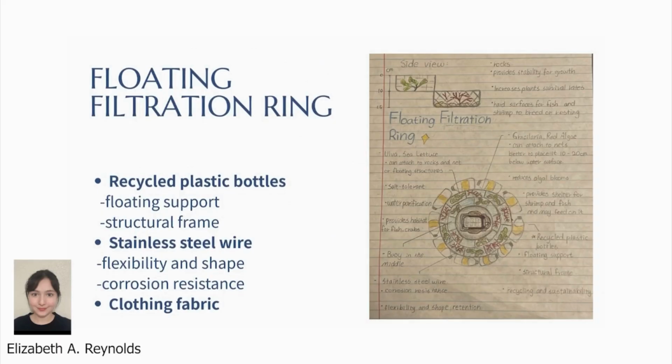We have recycled plastic bottles used for floating support and as part of the frame. Stainless steel wire provides shape flexibility and resists corrosion. Clothing fabric is a simple cover material, and also helps the plants.